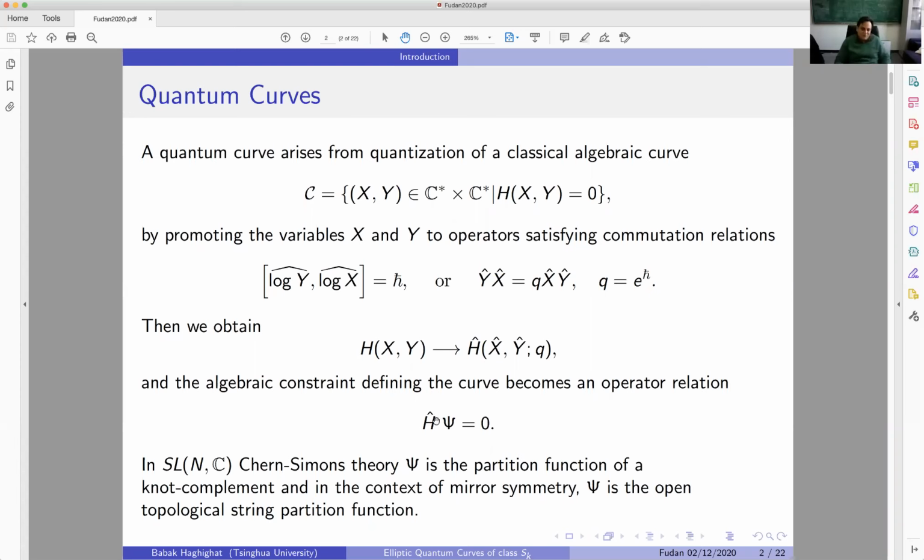As I said before, in this SLNC Chern-Simons theory, this psi is a partition function of this knot complement. We will be more interested in the context of mirror symmetry, where psi is the open topological string partition function of a certain Calabi-Yau geometry or mirror Calabi-Yau geometry. So let's see how this arises.